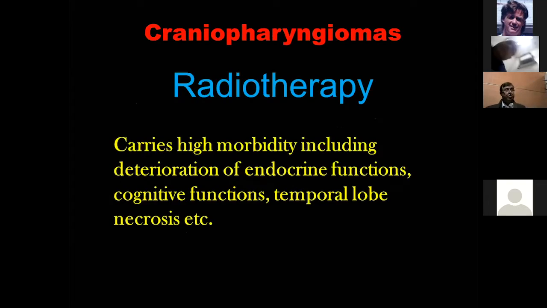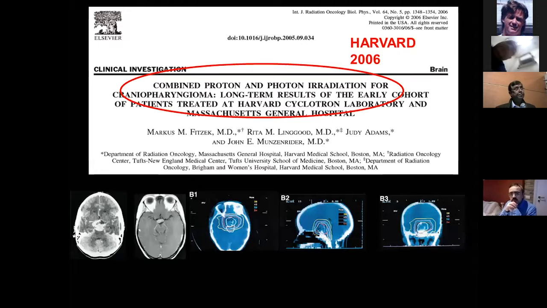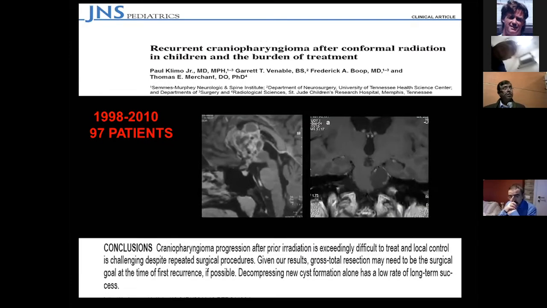So radiotherapy or radiosurgery carry this vast risk. But it's useful to use it in cases when you have failed. And this is really the end of it, the end of the line. Harvard, 2006, using combined methods of radiation to treat these craniopharyngiomas. Usually they are recurrent after many surgeries.